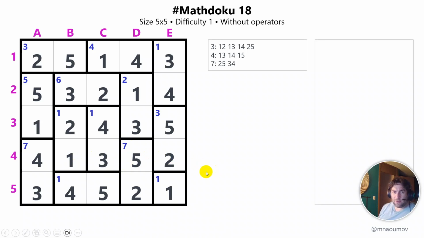Okay, that was a little bit more challenging than usual, because the more we have no operators, the more options we have, so it's going to be more challenging but more interesting. Stay tuned for more episodes.